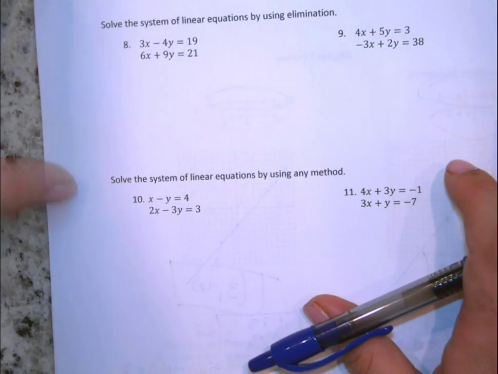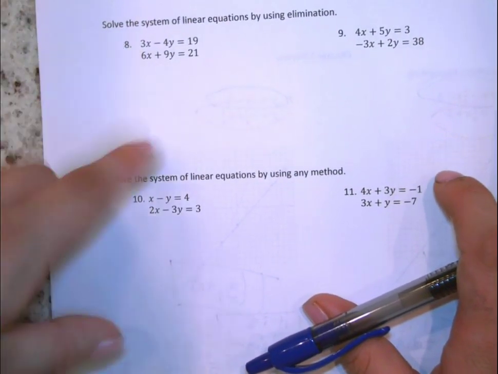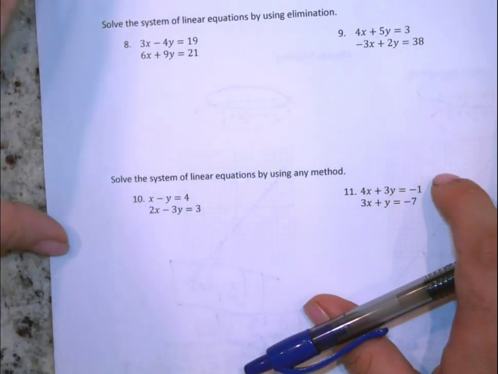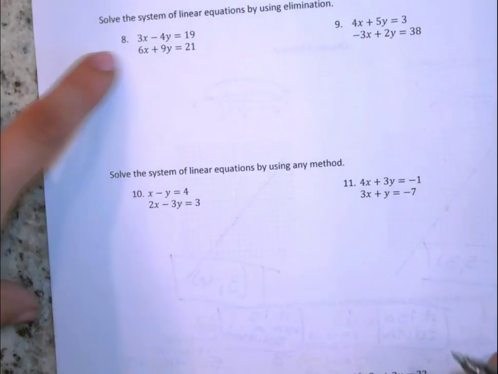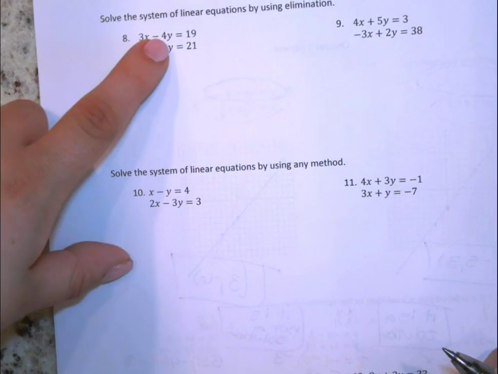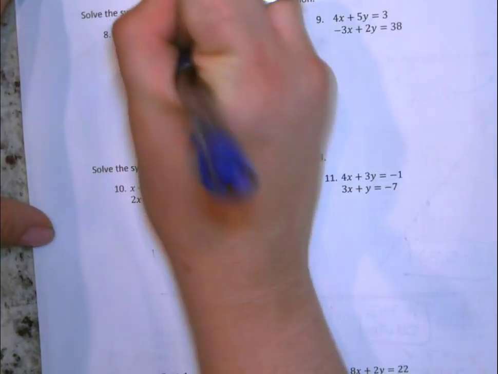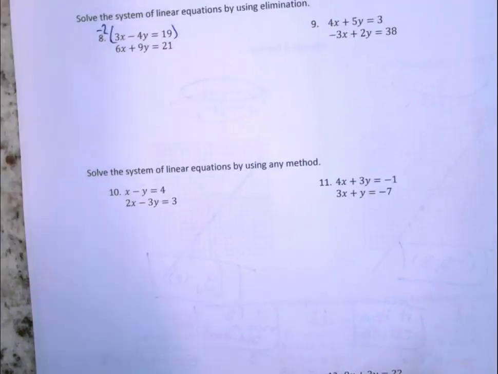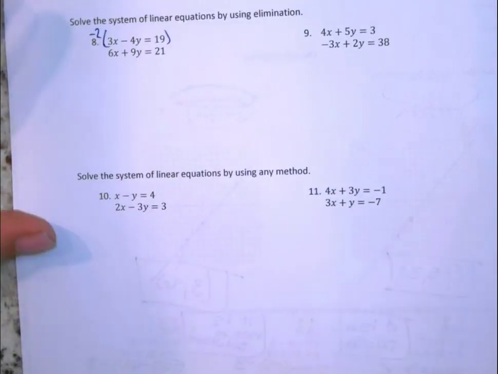Elimination is the next method we're going to work on, and this is the one where I cancel out terms. So what I want is the coefficient of either x or y to be the same, but opposite. On number 8, it's a lot easier to turn a 3 into a 6 than it is to turn a 4 into an 8. So I'm going to multiply my whole top equation by negative 2, because I need it to be the opposite sign, but I still need it to be the 6.